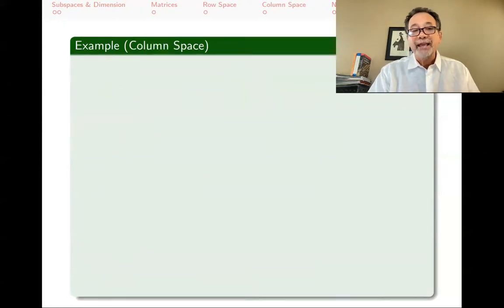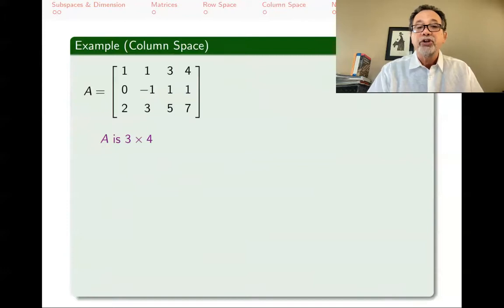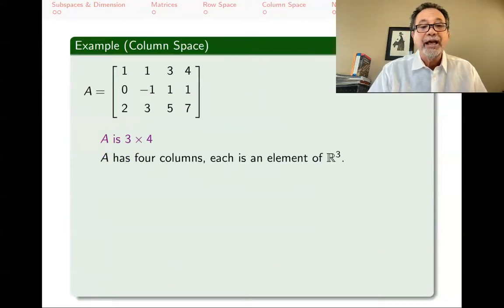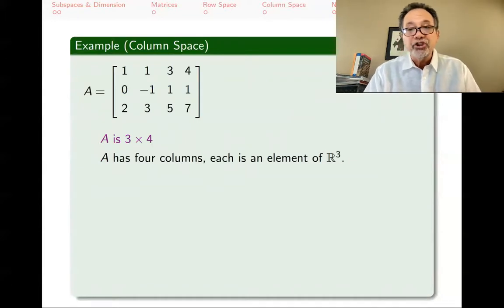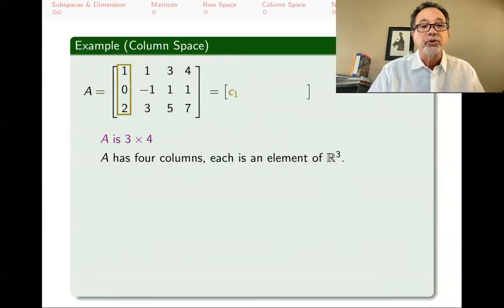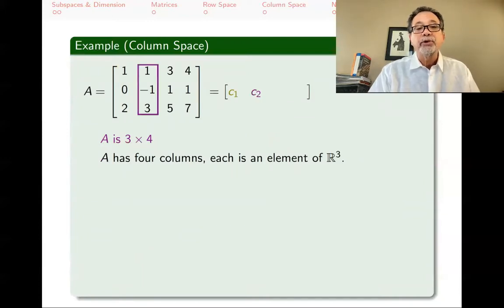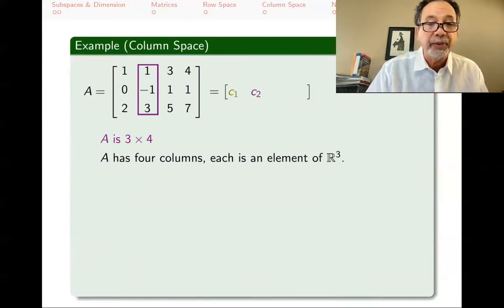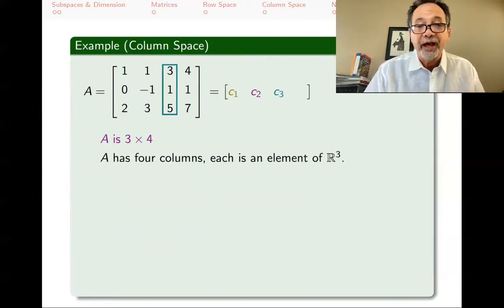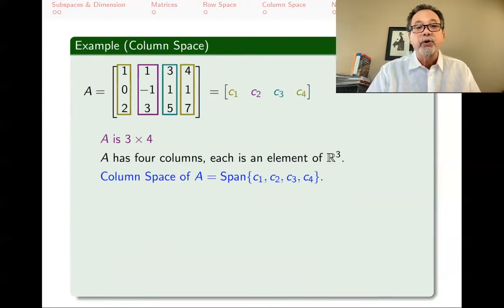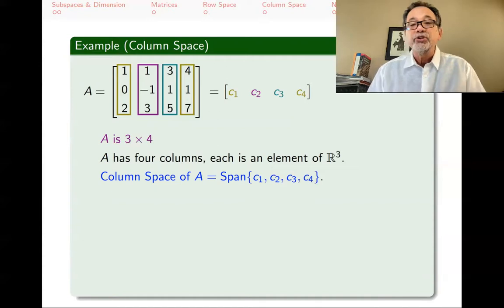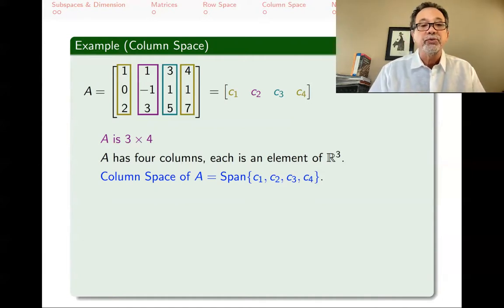Now let's look at the same matrix, but this time look at its column space. A continues to be 3 by 4. Nothing changed in that regard. But now it has 4 columns, each of them an element of R3. So the first column I'm going to call C1, that's 1, 0, 2. The second column I'm going to call C2, that's 1, minus 1, 3. The third column, 3, 1, 5, is called C3. And 4, 1, 7 is called C4. And the column space of A is the span of these 4 vectors. So the span of C1, C2, C3, and C4.